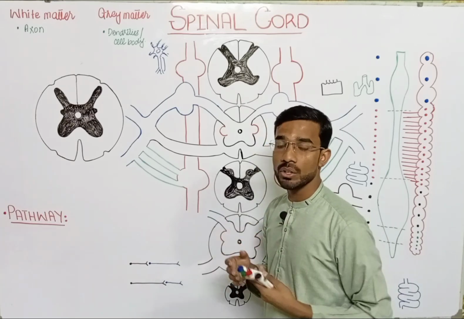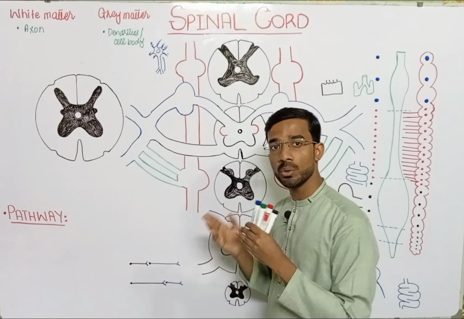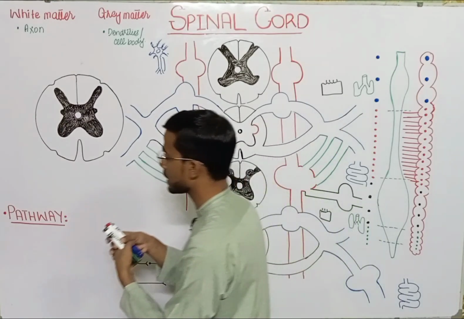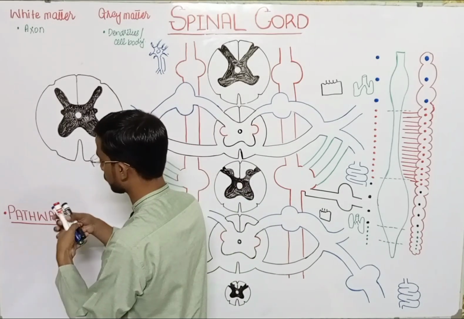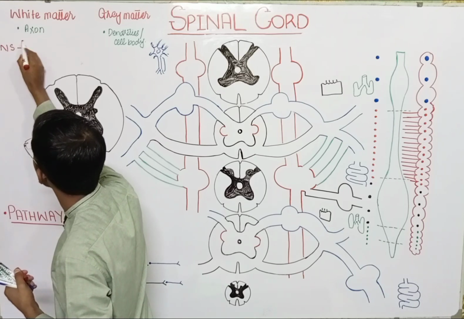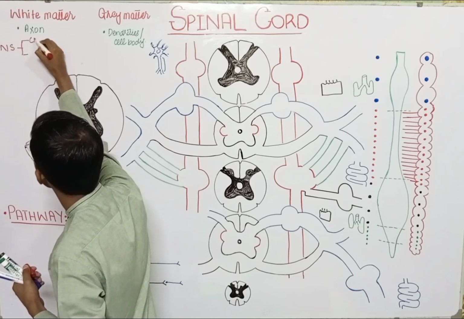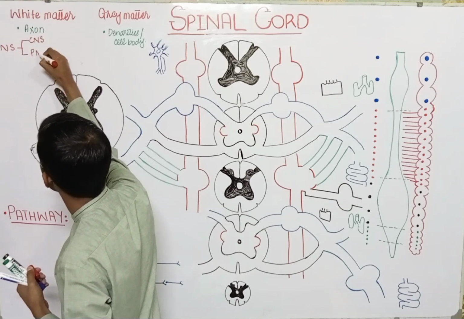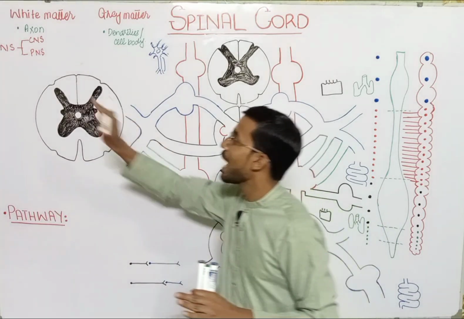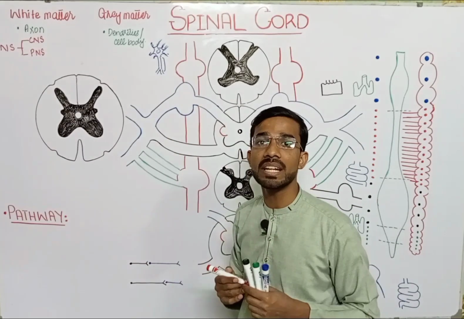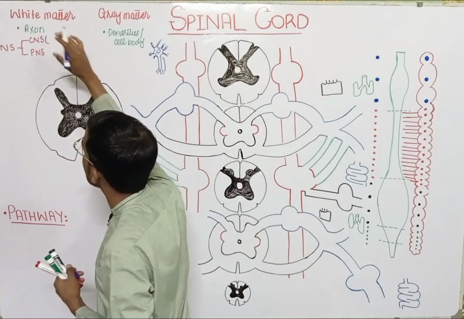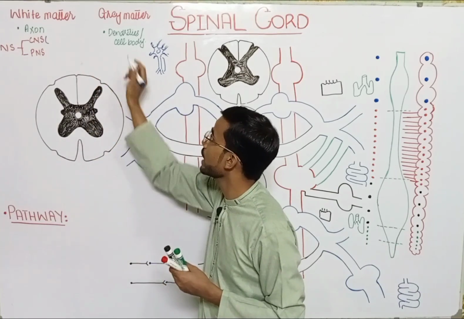You should also know the difference between the nucleus and the ganglia, tracts and the nerves. As we know, we divide the nervous system into two: central nervous system and peripheral nervous system. In the central nervous system we see the brain and the spinal cord, and in the peripheral nervous system we only see the different nerves.